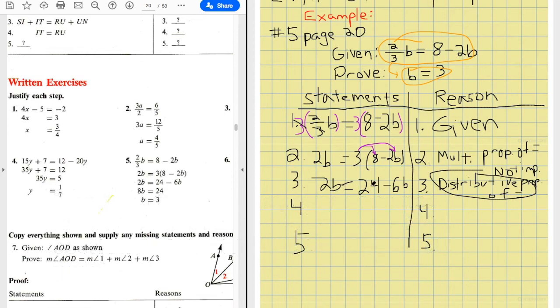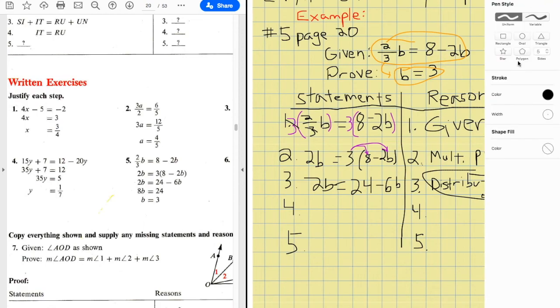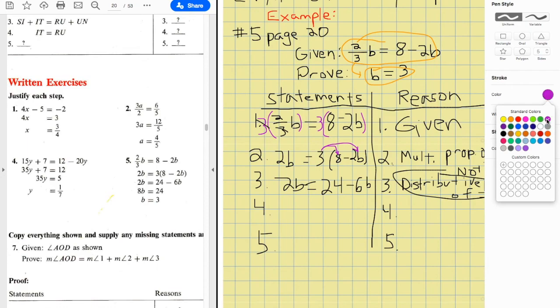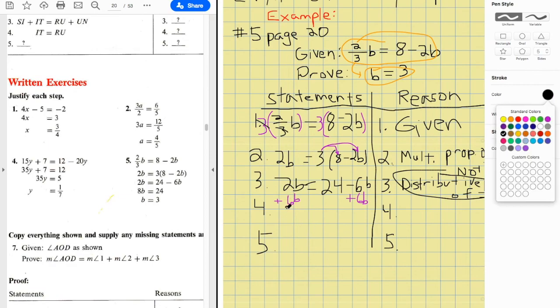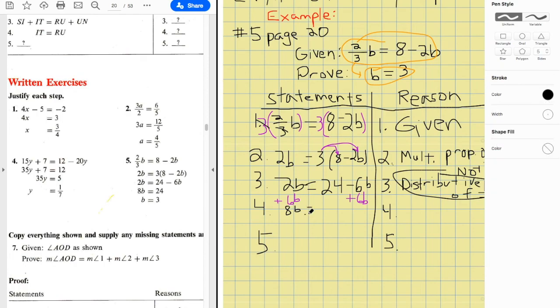Anyways, all right, so we've got to finish massaging this equation so we can actually prove our fact that b's got to equal 3. What am I doing to both sides? Well, I've got to collect my variables. So it looks like I've got to add 6b to both sides of the equation right here. And so I'll do that, shall we? So let's add 6b here, and let's add 6b here. And I'm going to get what? I'm going to get 8b on the left side equal to 24.